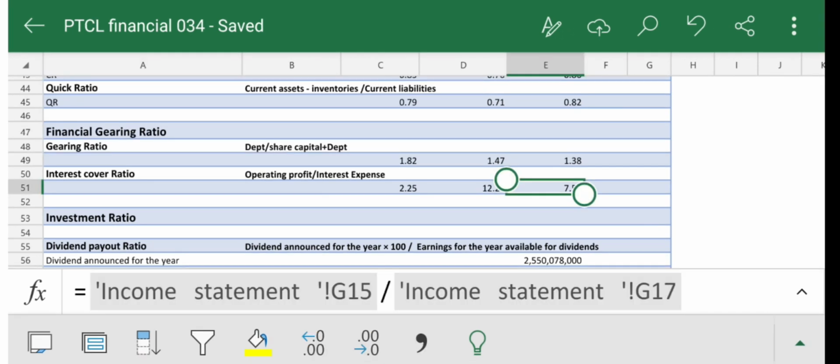Interest cover ratio. The formula is operating profit divided by interest expenses. In 2020, 7.5 times PTCL is able to pay its interest. In 2021, 12.2%. In 2022, 2.5% able to pay its interest expenses.